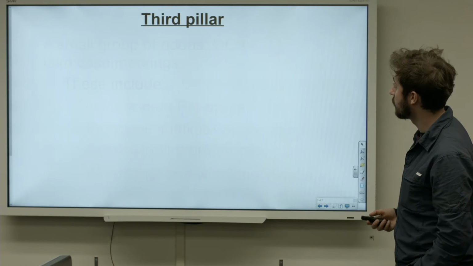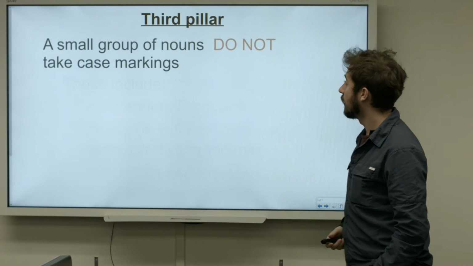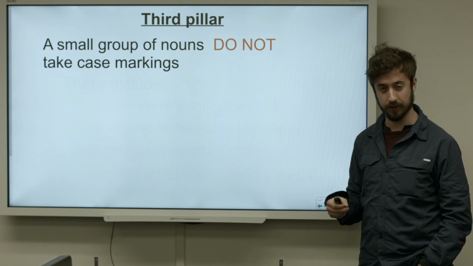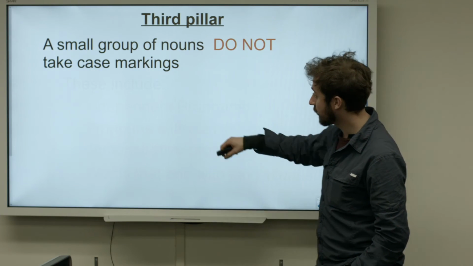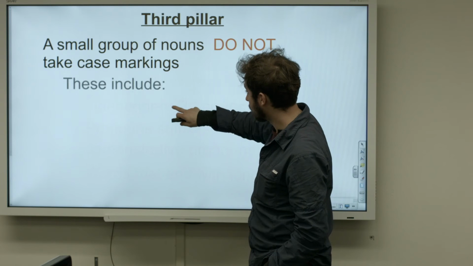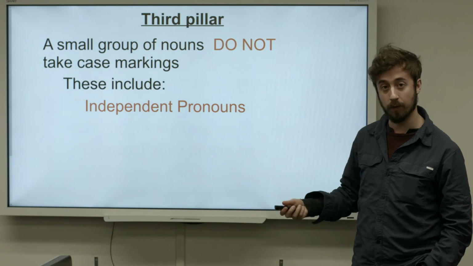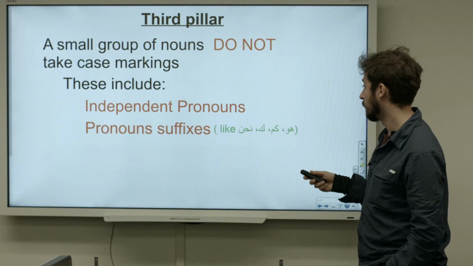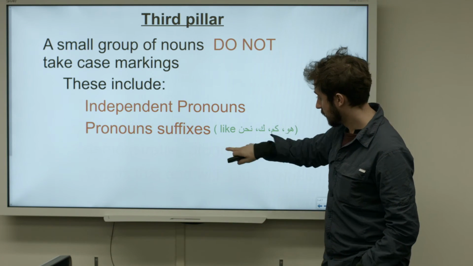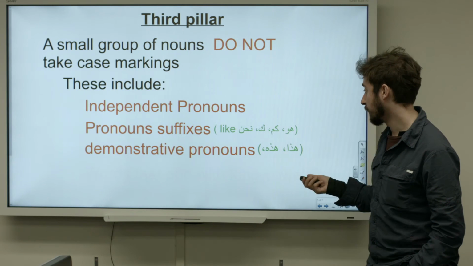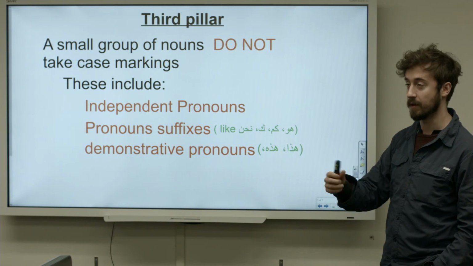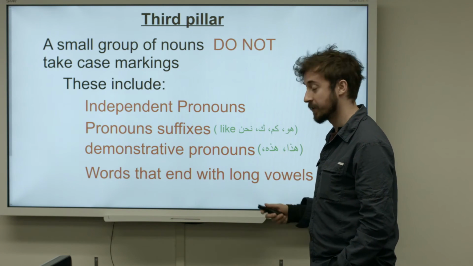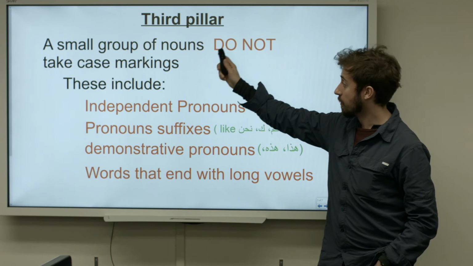The third pillar is that some small groups of nouns do not actually take the case marking, so they're the exceptions. We'll get into these more later, but they include independent pronouns and pronoun suffixes like huwa, kum, ka, ki, or nahnu, and demonstrative pronouns as well, hada and hadihi, as well as some others which we'll get into later. Also, words that end with long vowels fall into this category.